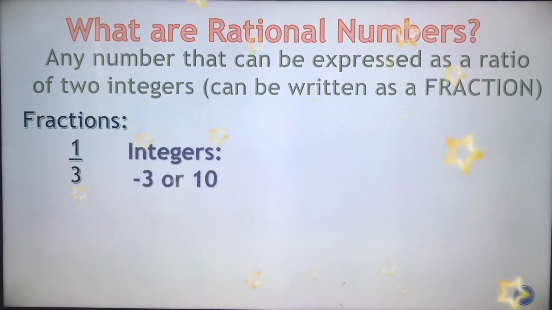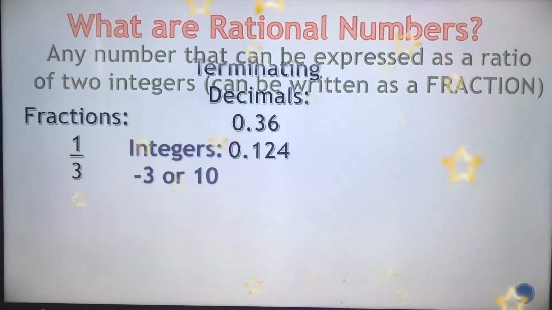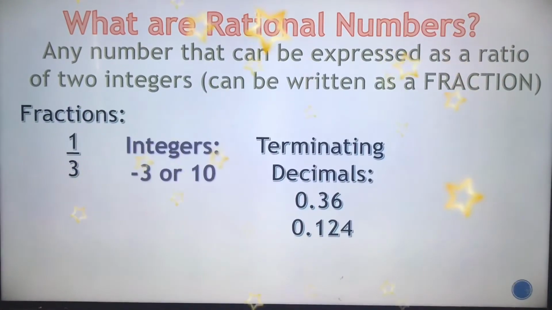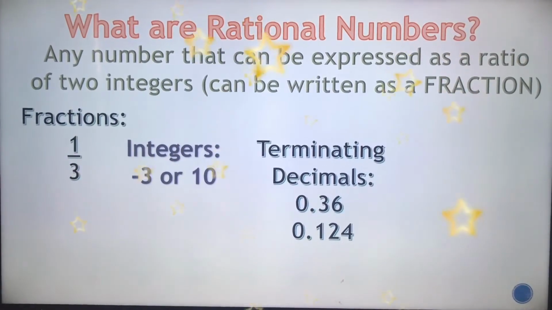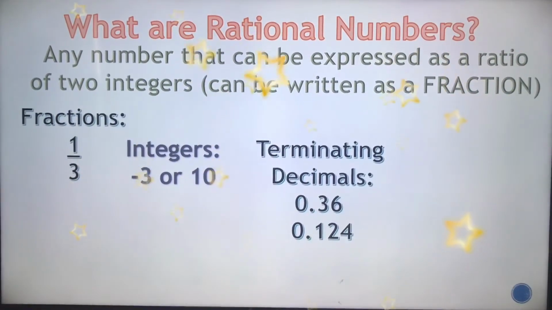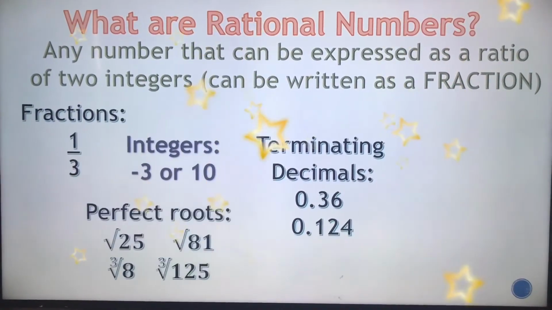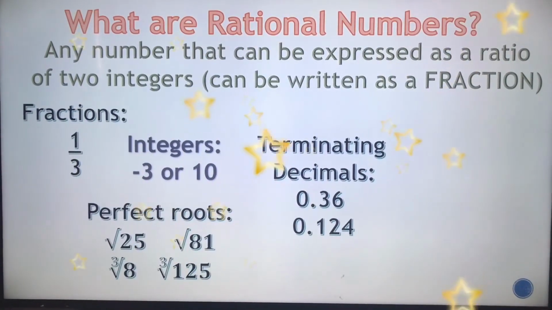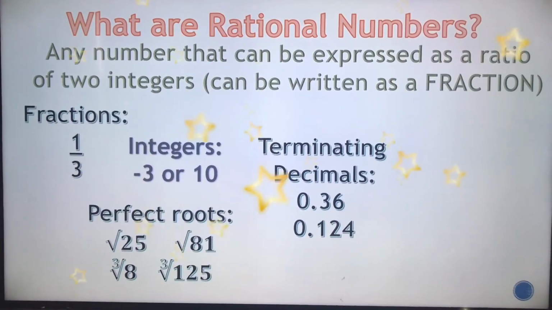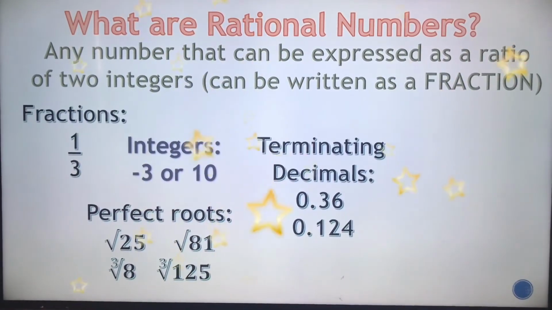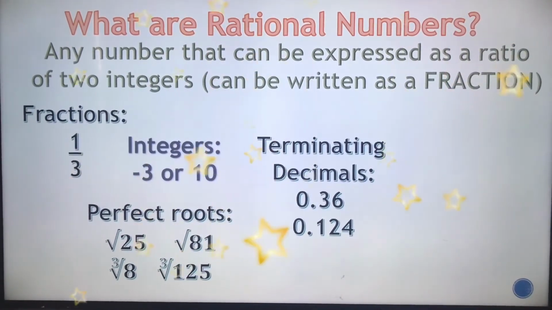Integers are rational numbers. Terminating decimals, those are rational numbers. They end. We can convert that into a fraction based off its place value. Perfect roots, and I say perfect roots, here you have square roots and cube roots. Those are going to be the ones we're going to focus on this year.